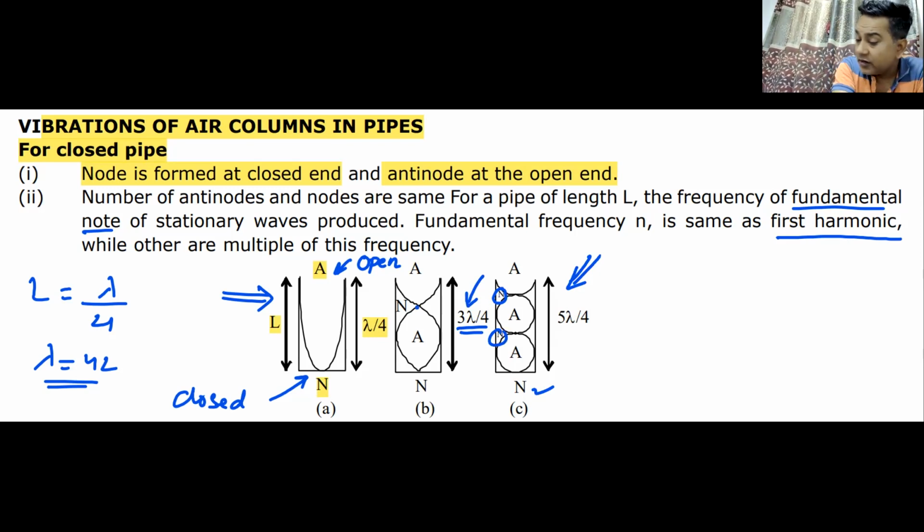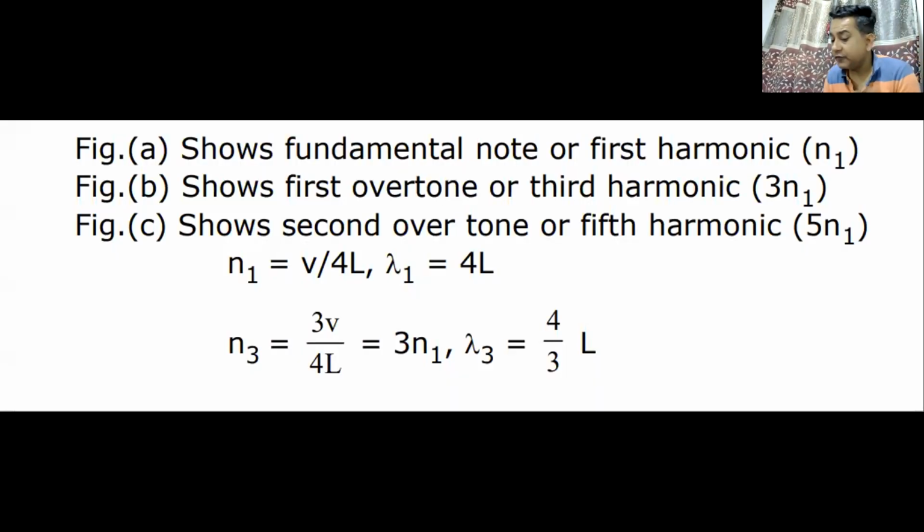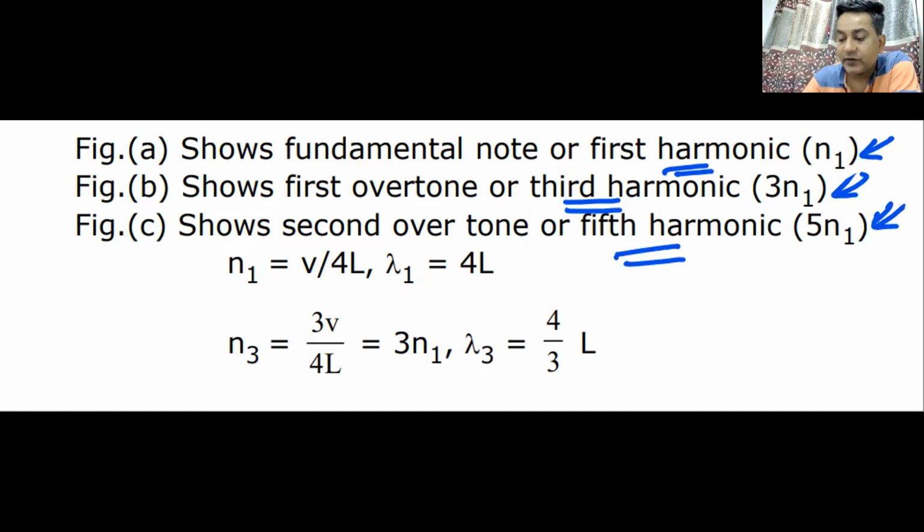Great. I'll give you a minute to draw all these diagrams. We are done with the diagram. Then we must note these things. In the first figure, what we had drawn is known as the first harmonic. Its frequency is given by F1. The second figure shows you the third harmonic. Its frequency is 3 times F1. And the third figure gives you the fifth harmonic. Its frequency is 5 times F1.